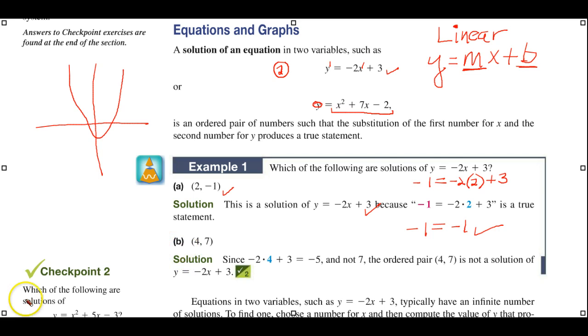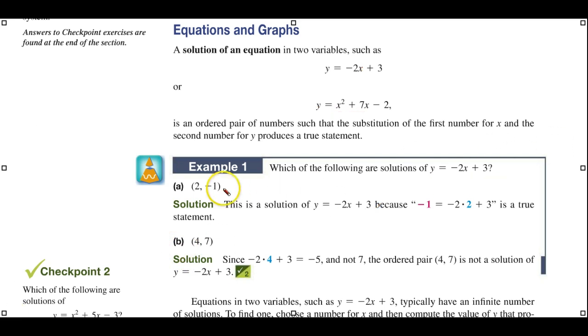And we do the same thing for letter B. Let's clear it up. We put the 4 for the x value, and I guess it's right there. And I guess they're using the same equation as up here. So if we say y, which is 7, negative 2 times 4 plus 3, does that equal 7? And this is 7, this is negative 8, negative 5, so no, this one does not.